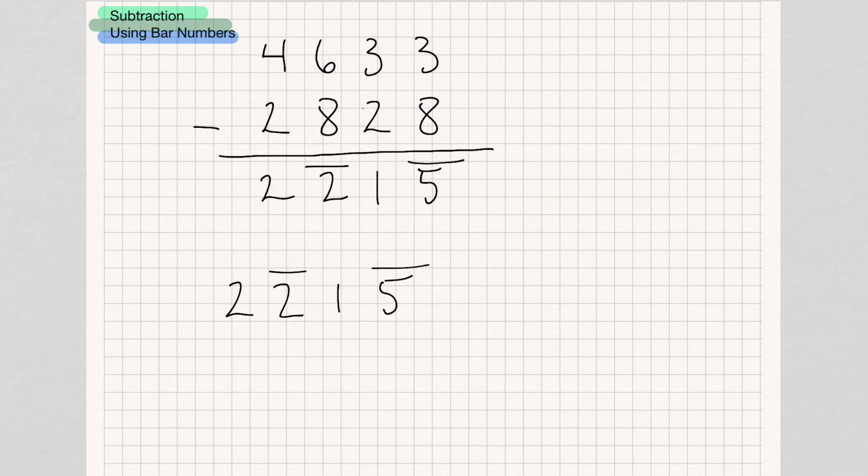Now we get rid of the bar numbers. So around this number we subtract 1, this number we subtract 1. And these numbers, remember, if a number is by itself with a bar above it, that's going to be an all from 10, or the last from 10.